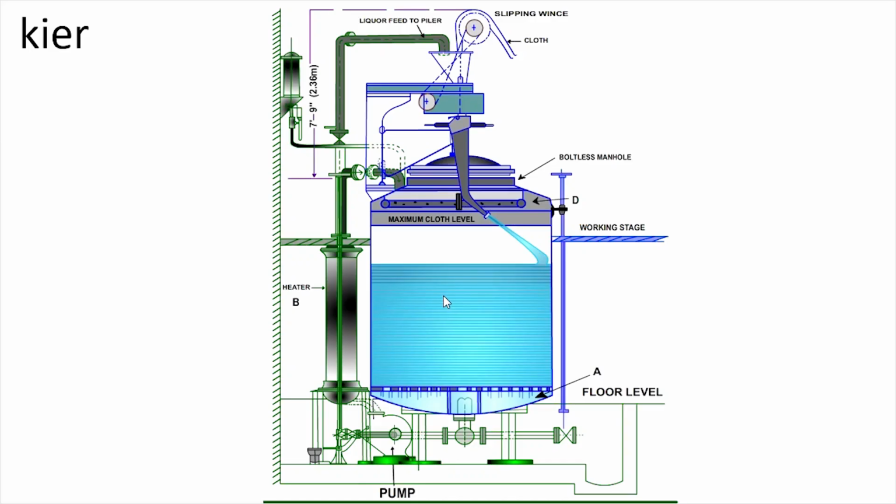So this is the construction of a modern gear. There will be a vessel. See the schematic diagram of the vessel, and at the top there will be a lid. There is a provision for a safety valve and pressure valve, and there is a manhole, so you can enter into the gear through this manhole.